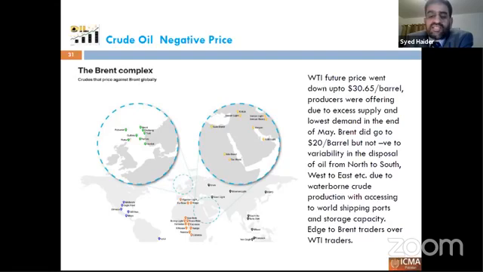WTI is the West Texas Intermediate, and there is Brent. These are two major oil categories, or oil brands, traded on the commodity exchange. WTI is traded on the NYMEX, and Brent is traded on the ICE London. The WTI future price went down to negative $30.65 per barrel. WTI means the oil coming from North America is from landlocked areas. It's not coming straight from the water, where you can fill the VLCCs, these big carriers, and they can take the oil anywhere in the world.